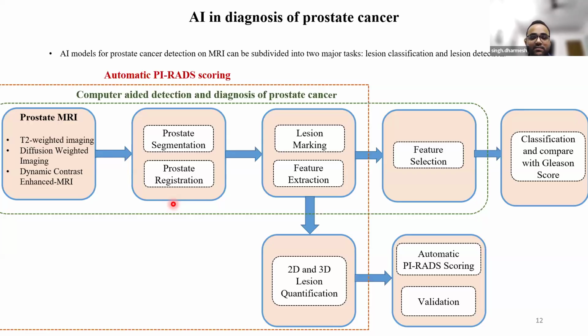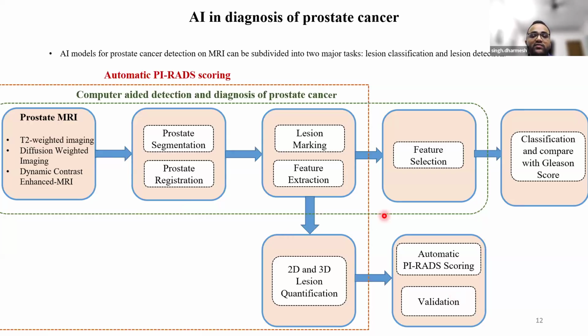And then we move to lesion marking and feature extraction. The AI system identifies potential suspicious regions. This is part of the lesion detection task, and it then extracts quantitative features, such as shape features, intensity features, and texture features, which are called radiomics features. Texture features are a great area for research, and they help characterize those regions.